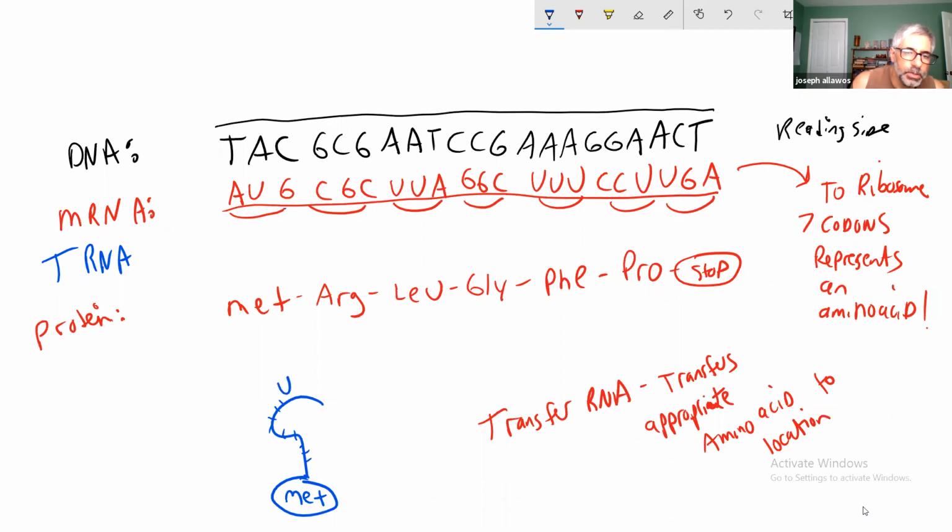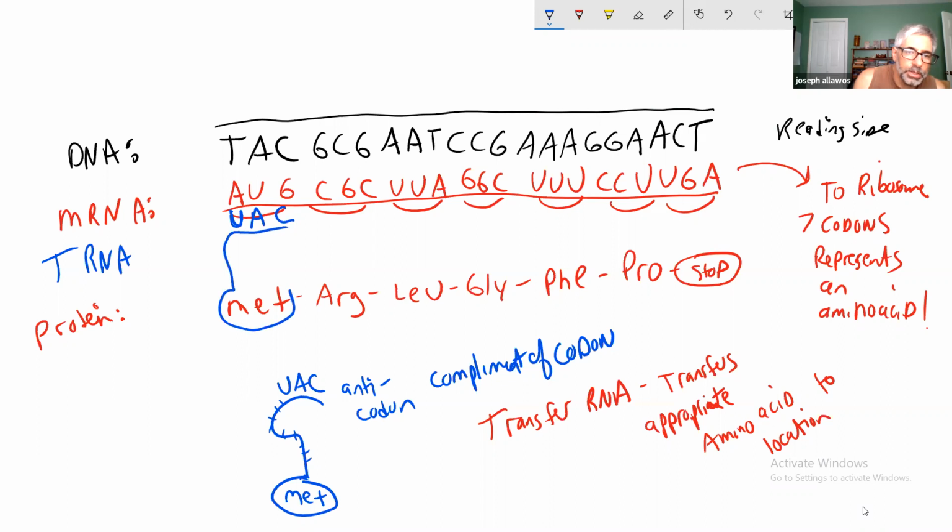This spot here is called the anticodon. In this case, it would be UAC. The anticodon is the complement of the codon. Check it out. What's the complement of this? AUG. A gives you a U. U gives you an A. G gives you a C. So there's the anticodon. And look what it's carrying. It's carrying MET. This ensures that only the appropriate amino acid ends up at the appropriate spot, because there's only one anticodon for every codon, right?